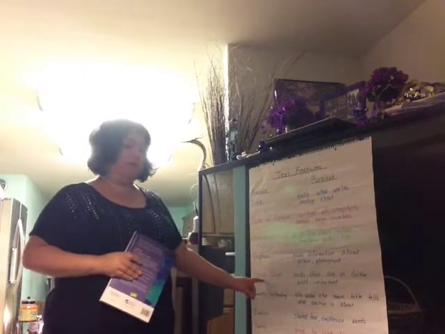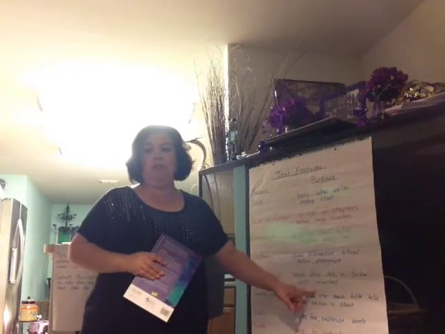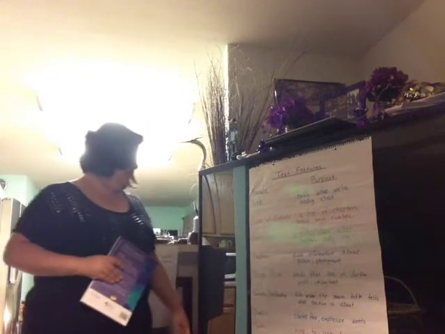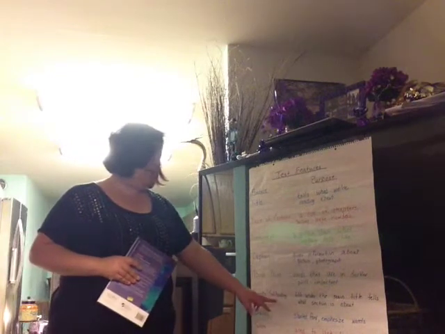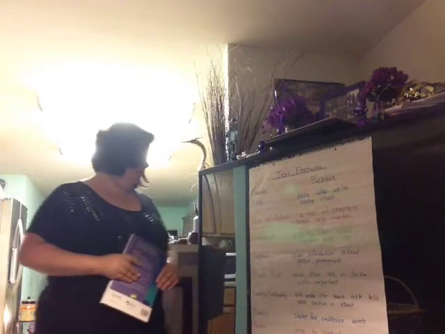Next we have bold print. Bold print are words that are in darker print. That shows that they're important because they're in that darker print. And then we have our subtitle and subheading. And that's the title under the main title. It tells what section is about.